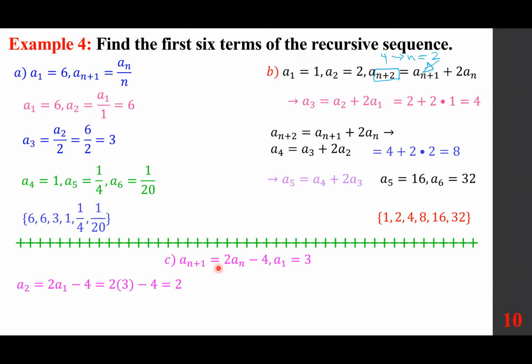So I want to go with this formula. A sub 3 is 2 times the previous one. That means 2 times a sub 2 minus 4. And a sub 2, we have it here. You have to plug it in. 2 times 2 minus 4 becomes 0. And you can do the rest of them. I highly recommend you practice with the rest of them to make sure you can come up with the answer and start with formulas.